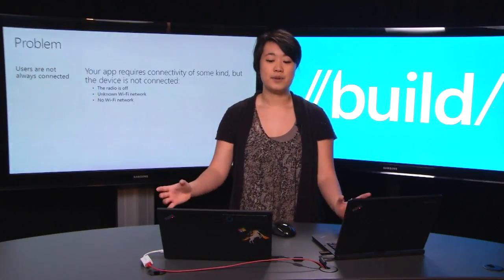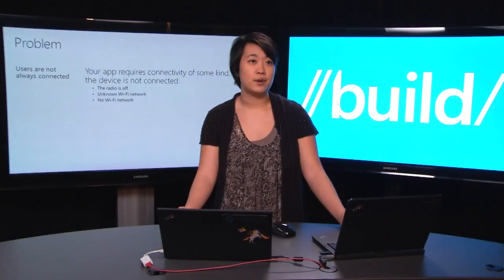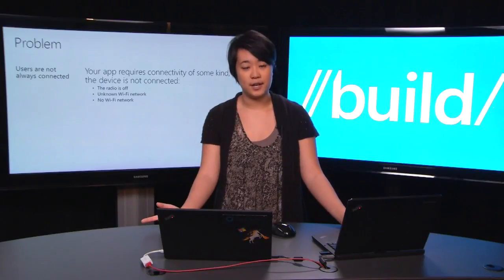So what is the problem? Users are not always connected, and when your app requires network connectivity to work its magic, that could be a problem. So your app could lack network connectivity for a number of reasons. For example, your wireless or Bluetooth radios could be off. You could be in an area with an unknown Wi-Fi network to which you have not actually connected yet. Or you could be in an area with no Wi-Fi connectivity at all.